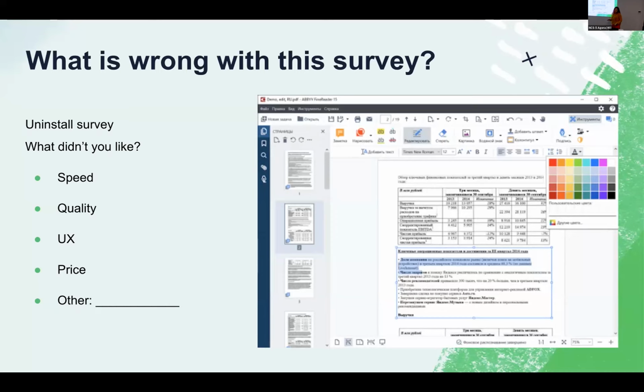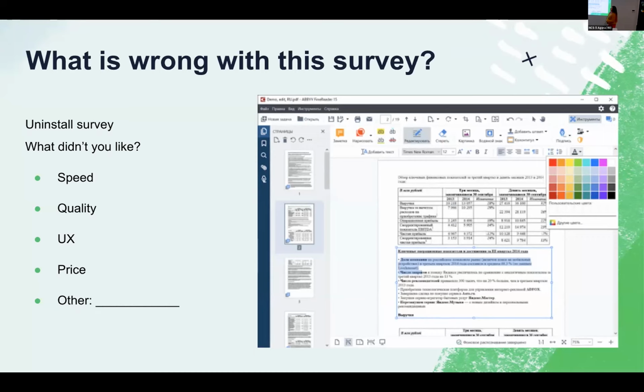So I was asked to create an uninstall survey for a new version of FineReader. I looked at some of the previous versions. I looked at some of the examples from our competitors, and I came up with something like this.